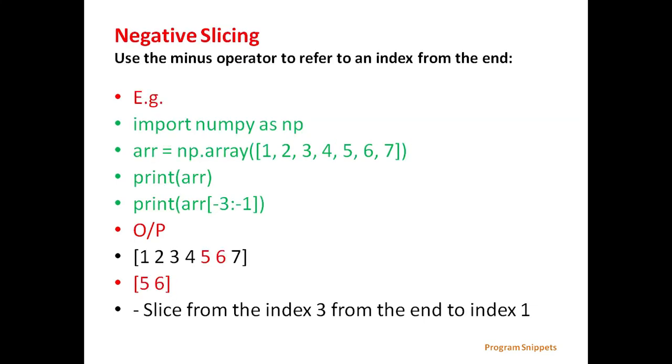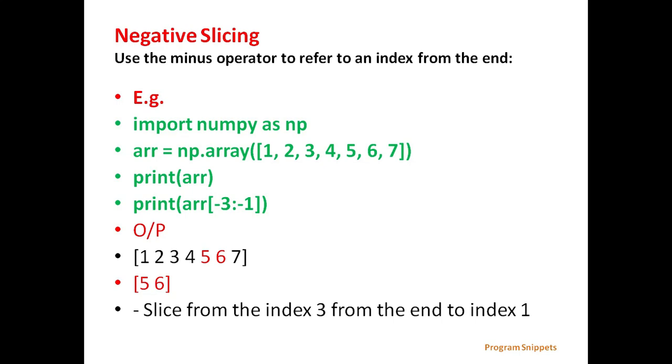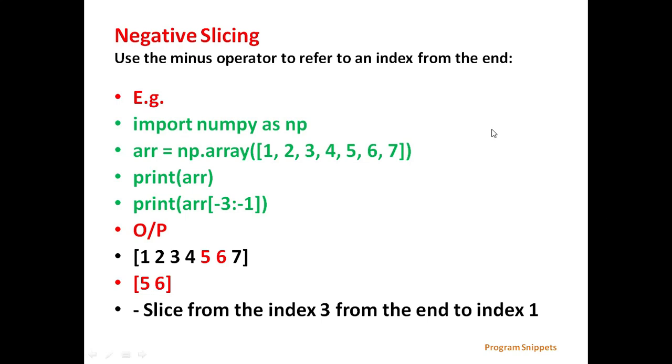Next we will see negative slicing, which uses the minus operator to refer to an index from the end. So when we print array with -3 colon -1, it will give the output 5 and 6. That is, it will slice from index 3 from the end to index 1. Negative index starts from the right side. So 7 will have index -1, 6 is -2 and 5 is -3. Here -1 is not included, so it will print 5 and 6 for the slicing of -3 colon -1.